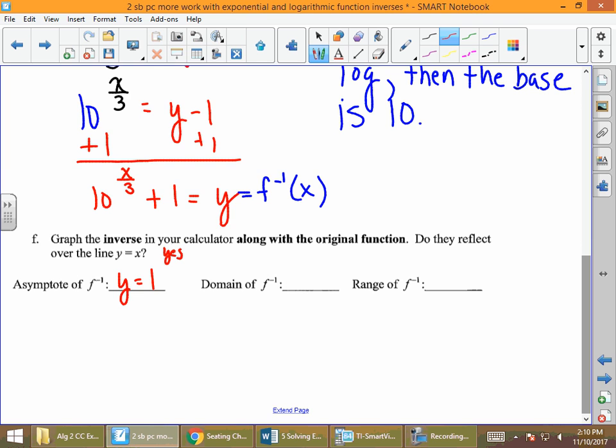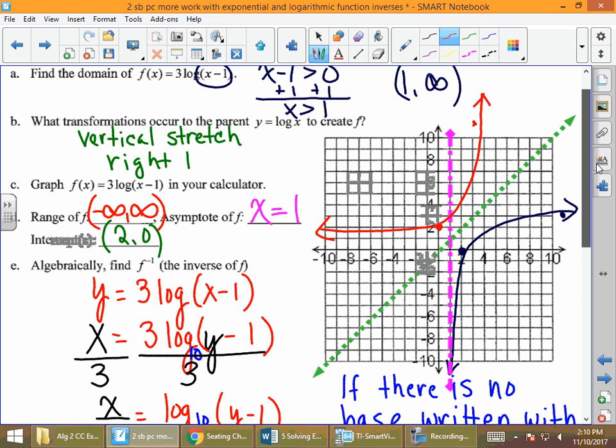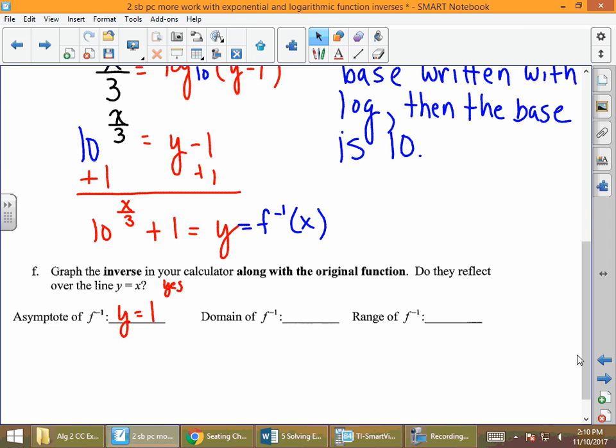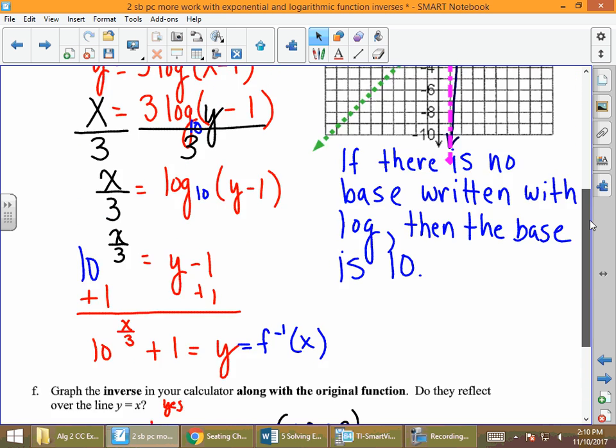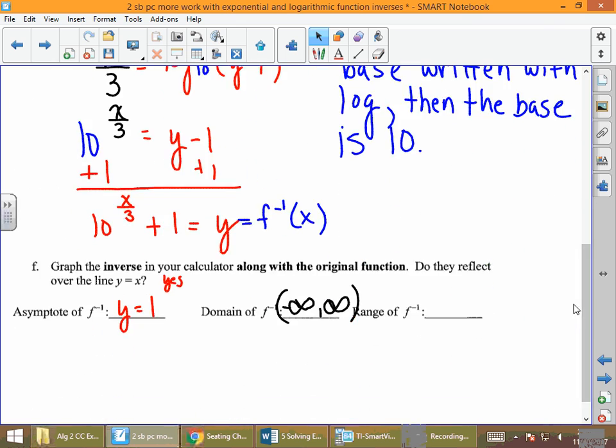The domain of the inverse is coming from the range of the original function. The range of the original function is negative infinity to infinity. So our domain is going to be negative infinity to infinity. The range of our inverse is coming from the domain of our original function. It's the very first piece of information we came up with, which is 1 to infinity. Remember, the x's and the y's switch. So our range here is going to be 1 to infinity.